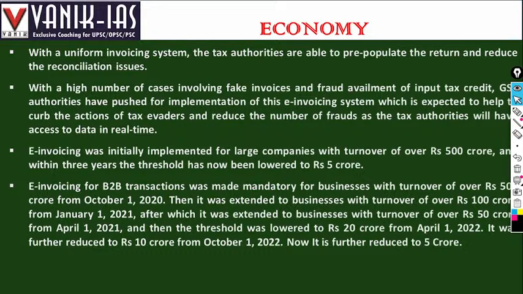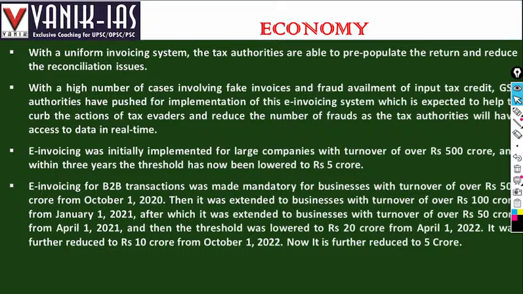With a uniform invoicing system, the tax authorities are able to pre-populate the return and reduce reconciliation issues. With a high number of cases involving fake invoices and fraudulent availment of input tax credit, GST authorities have pushed for implementation of this e-invoicing system, which is expected to help curb the actions of tax evaders and reduce the number of frauds. The tax authority will have access to data in real time. E-invoicing was initially implemented for large companies with a turnover of 500 crore, and within 3 years, the threshold has now been lowered to 5 crore.